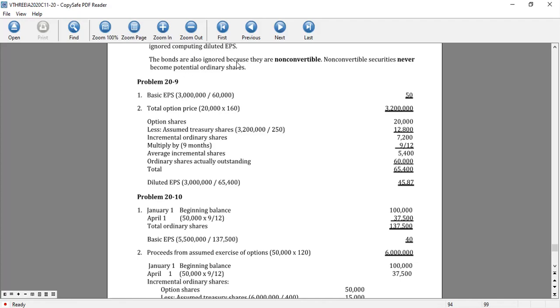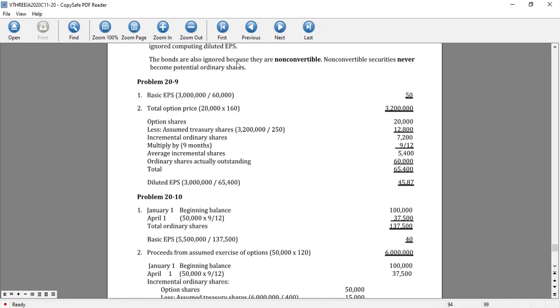So the total ordinary shares is 137,500. So the basic EPS is now computed at 5,500,000, the amount of net income, divided by 137,500, and that's the total ordinary shares.